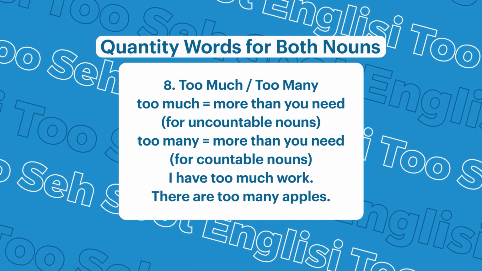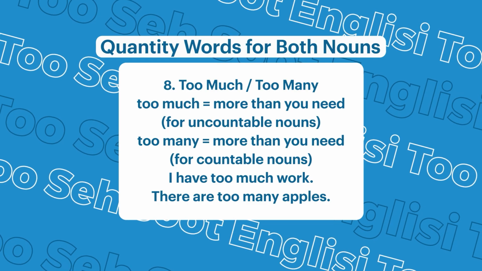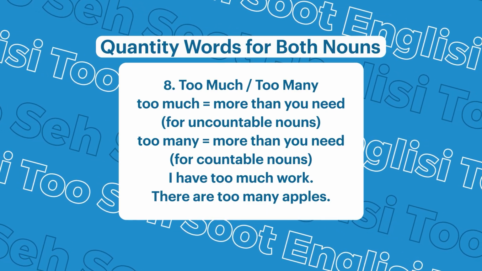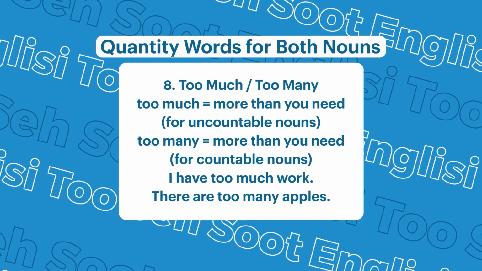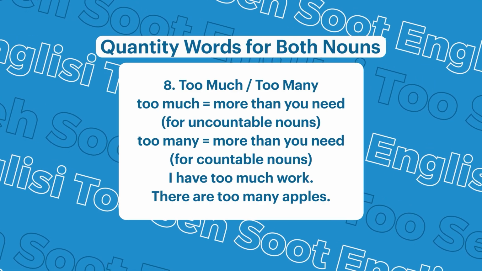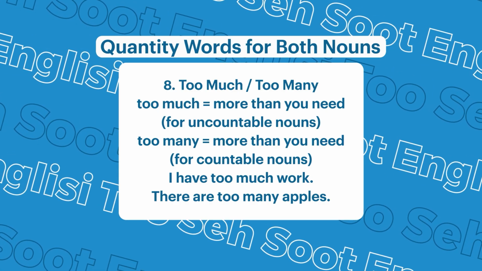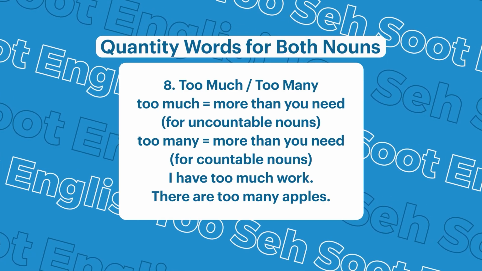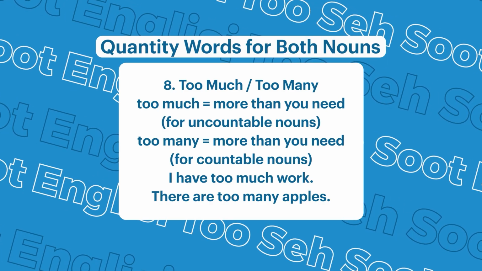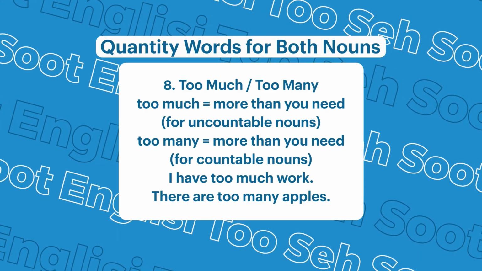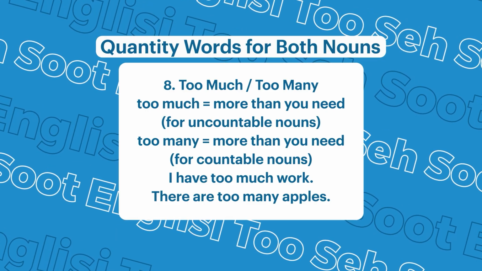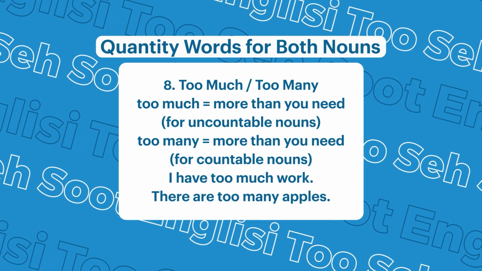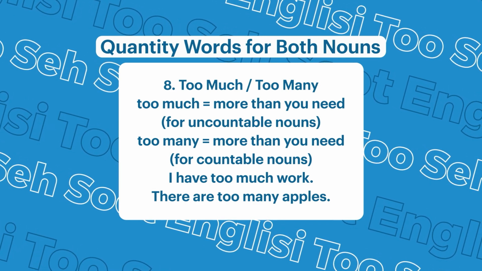For example, when I say I have too much work, this means I have too much work to do, more than I can handle. Work is uncountable. There are too many apples. This means I have too many apples, more than I can count or eat. Apples are countable, but when their amount gets too high, somehow I don't want to count them, so I say there are too many apples here.